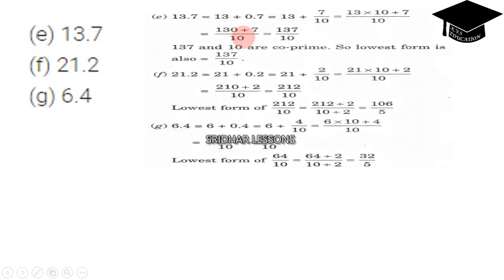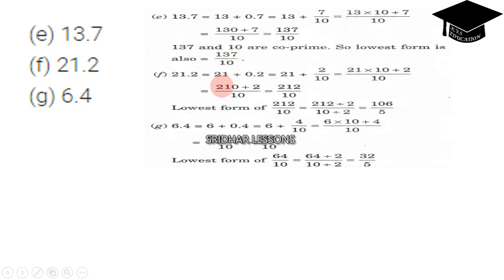Next, 13.7. 13.7 can be written as 13 plus 7 by 10. This is equal to 13 into 10 plus 7 by 10, by taking 10 as LCM. That means 137 by 10. 137 and 10 are co-prime, so the lowest form is also 137 by 10.